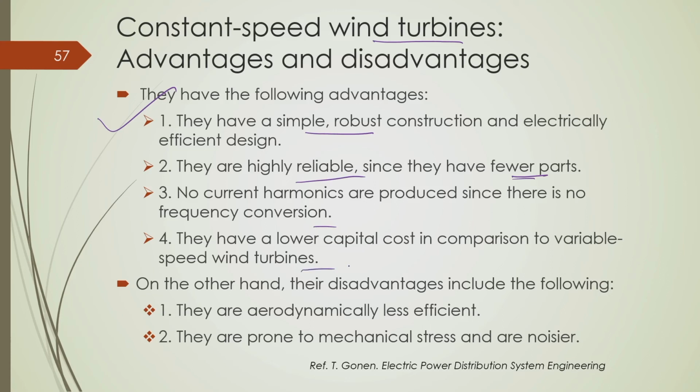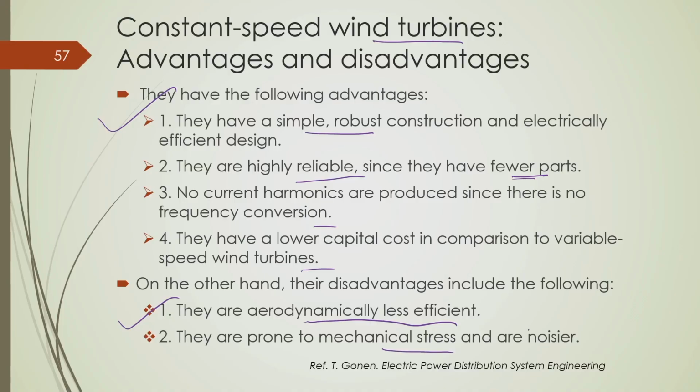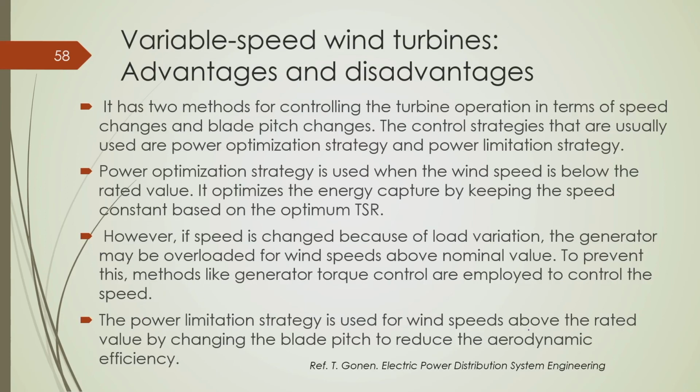These are the advantages: they are simple, robust, and reliable because of few controllable parts, no harmonics are produced, and lower capital cost. But the disadvantage is that it is aerodynamically less efficient because we are not fully utilizing the wind, or we are not maximizing the energy extraction, which is done in the variable speed operation. I will come to that. Therefore, they are prone to mechanical stress and noise.